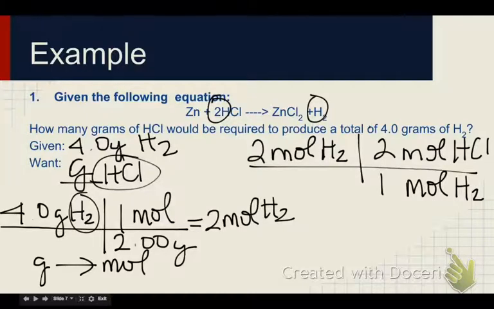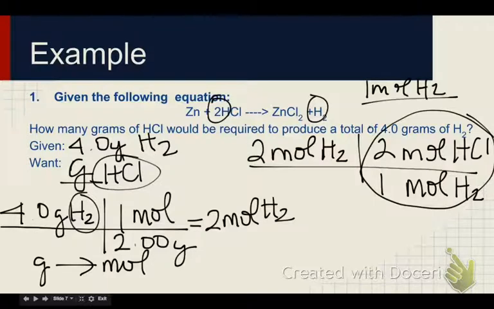Now, if it's easier for you to figure out the mole ratio first and then insert it into your T-chart, that's totally fine. Go ahead and do that. Whatever way is easiest for you. This, to me, it just makes more sense. But if you like to put that it's 1 mole of H2 per 2 moles of HCl and then insert it, that's cool too, okay?